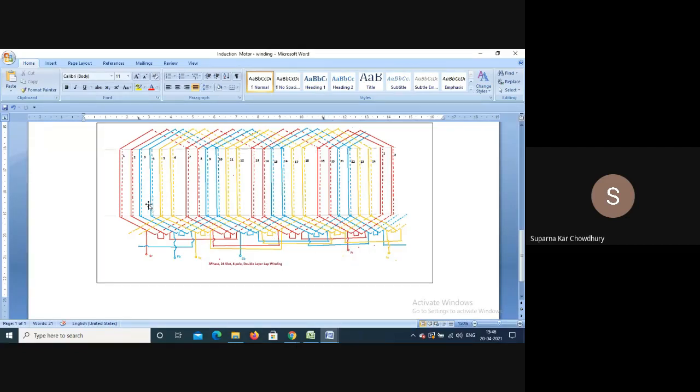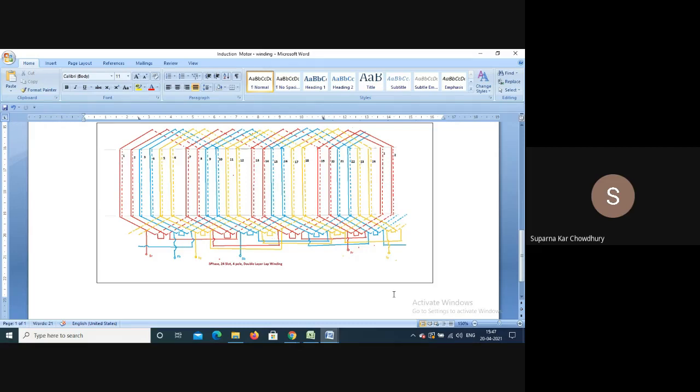Similarly, we will have Y phase and B phase coils, and the start position for R phase, this is start, this is finish. For Y phase, this is start, this is finish. For B phase, this will be start and this will be finish. So this will create a lap winding. This is a 24 slot, 4-pole, double layer lap winding for 3-phase.